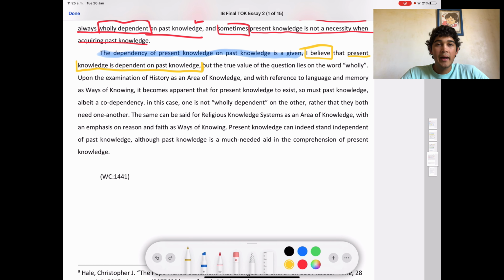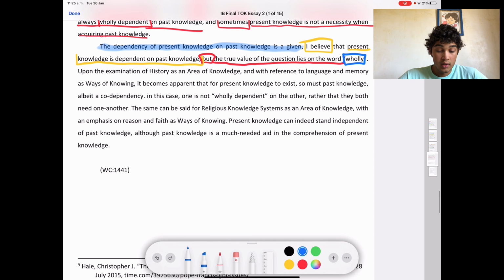Now here, it might seem like I'm just echoing myself and just repeating the prompt. So I go further on and I say, but the true value of the question lies in the word wholly, which is the same thing I did in my introduction. I broke apart the question. Now I'm doing it again. And now I'm gonna spoon feed what I did to the person that's grading.